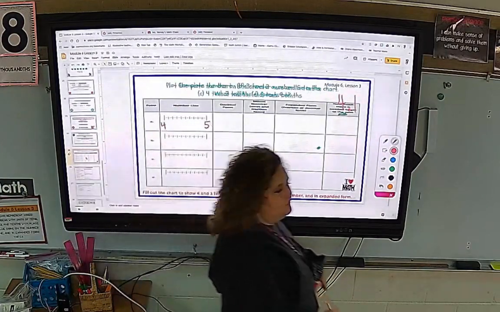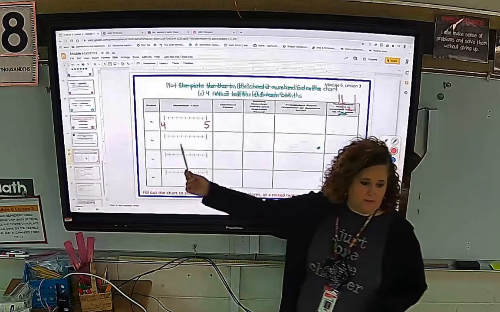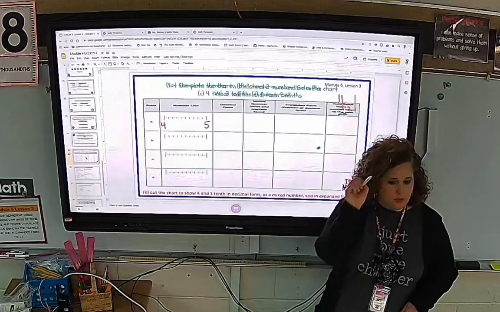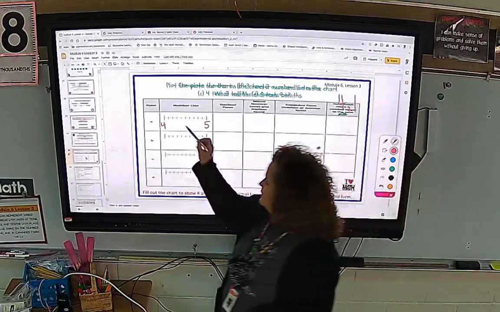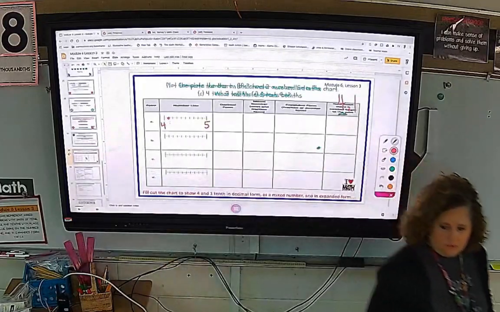Now that 4 and 5 are there, is it easy to plot 4.1? Yeah. All right, guys, I'm doing this with you, so work with me, please. The 4 and the 5 are on there. Now I want you to put a dot where 4.1 is. Right there. 4 and 1/10, or 4.1.